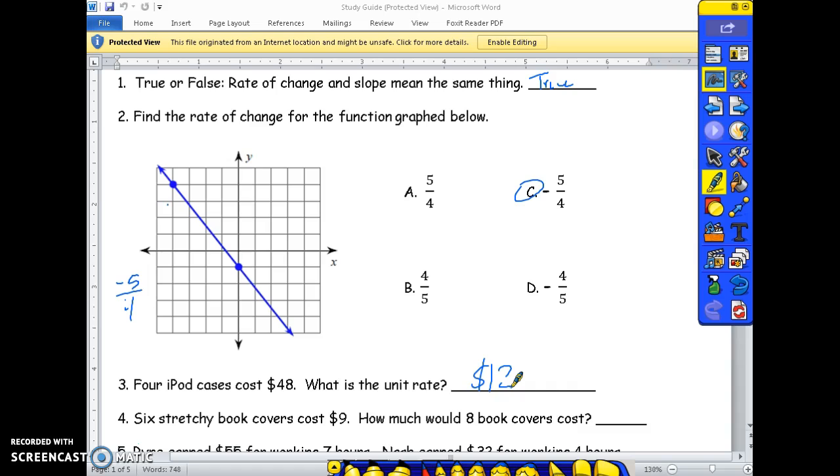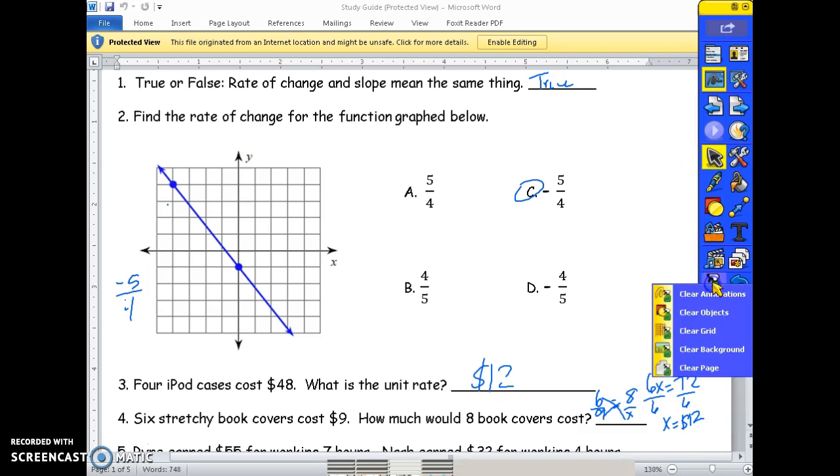6 stretchy book covers cost $9. And we want to figure out how many 8 cost. So we're going to cross multiply and divide. 72 divided by 6, that is $12 per book cover. For 8 book covers, I apologize.